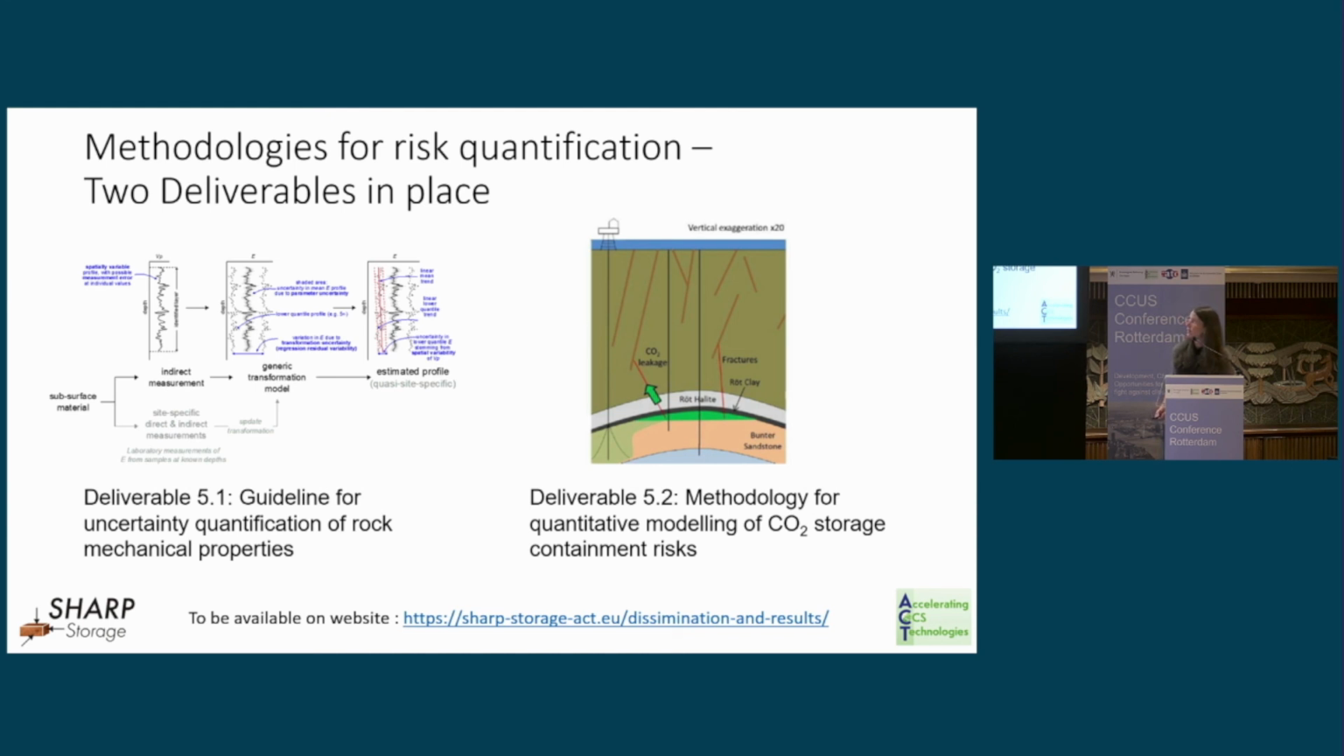So the two first deliverables are in place. So one is the guidelines for uncertainty quantification of rock mechanical properties. And this is part of the work package 5 on risk assessment. So the methodology has been reported. And there is also a methodology for the quantitative modeling of CO2 storage containment risk. So both these deliverables, reports, will be available on the website very shortly. I don't think I managed to get them uploaded before the meeting, but that will be done.